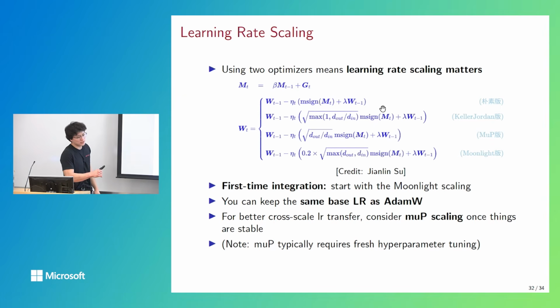Yeah, and another thing is with mu-p, you cannot just directly use the AdamW training configuration you've been using for mu1, and you have to freshly tune the correct hyperparameters. Okay, so these are the practical guidelines I want to highlight in your integration.